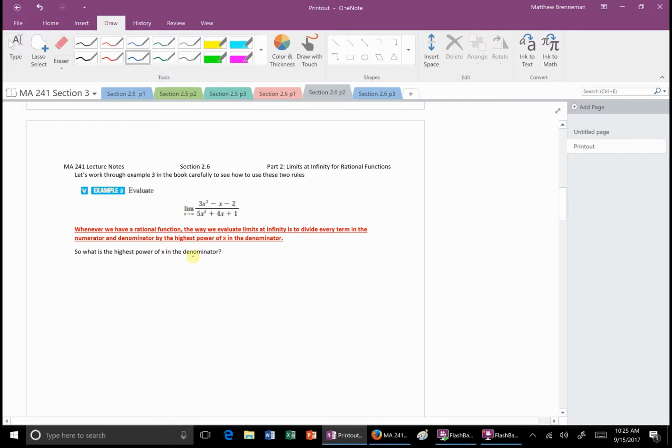Okay? So the highest power of x in the denominator is called the leading term in the denominator. And this is x squared. In other words, I look at the power of each term, right? I have an x squared and an x to the third. The highest power is x squared. That's called the leading term.